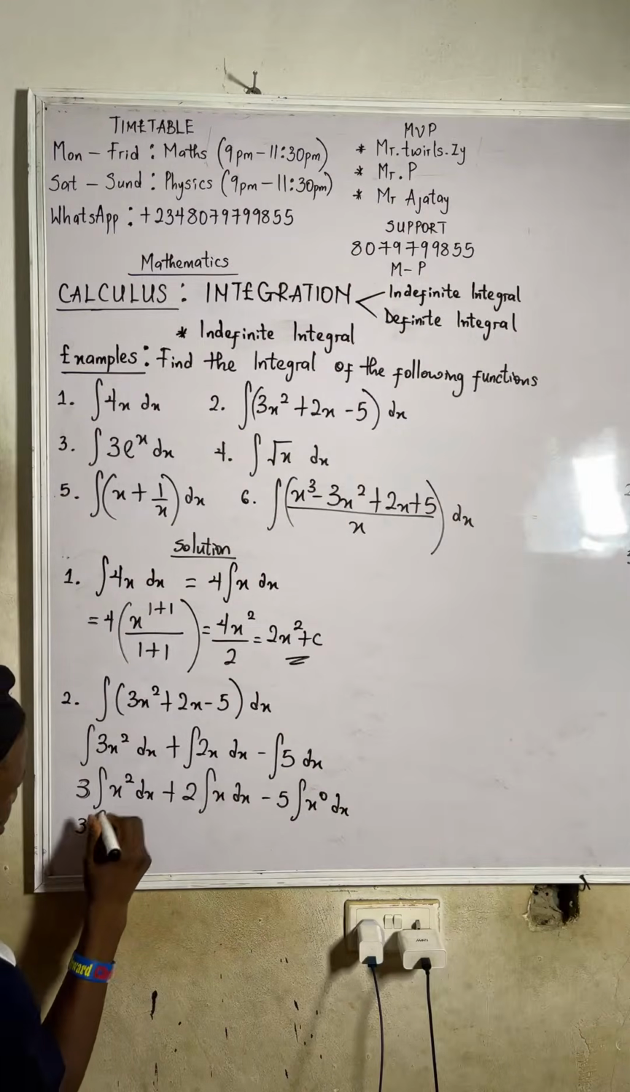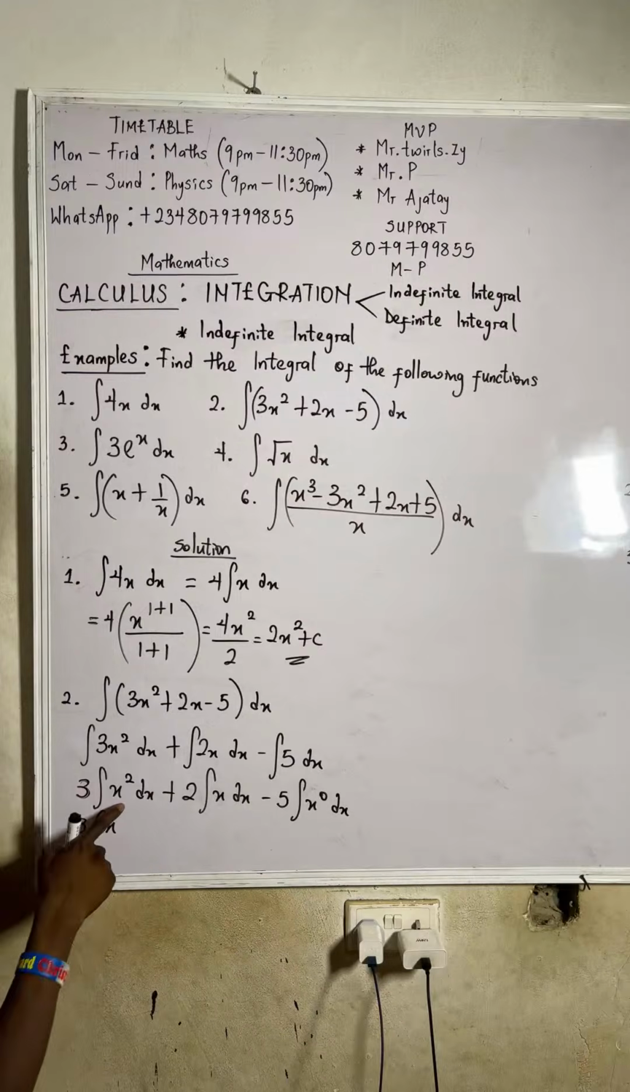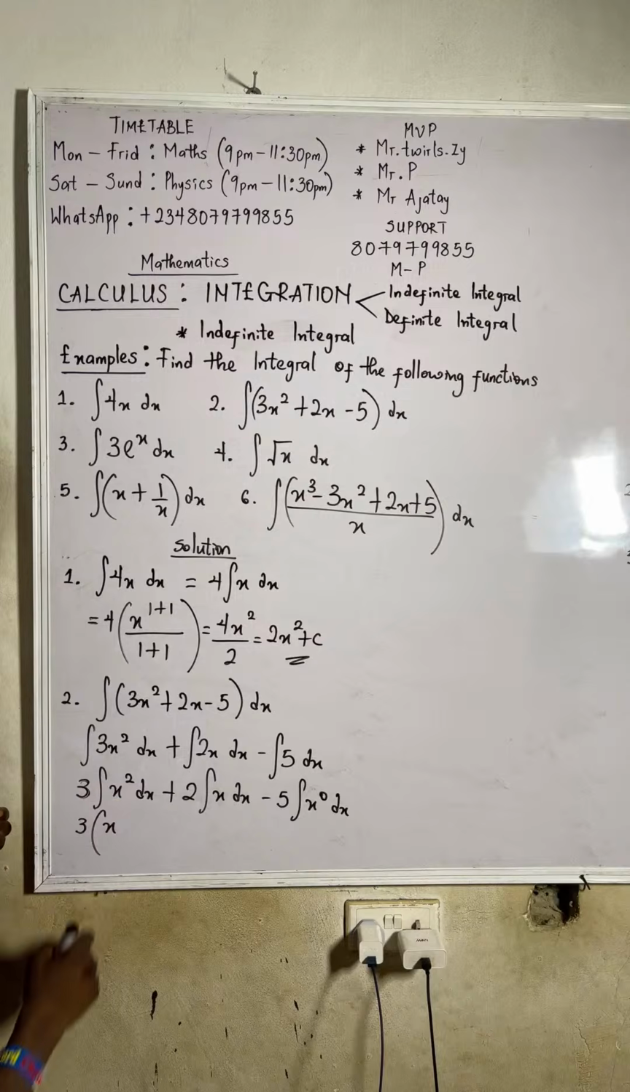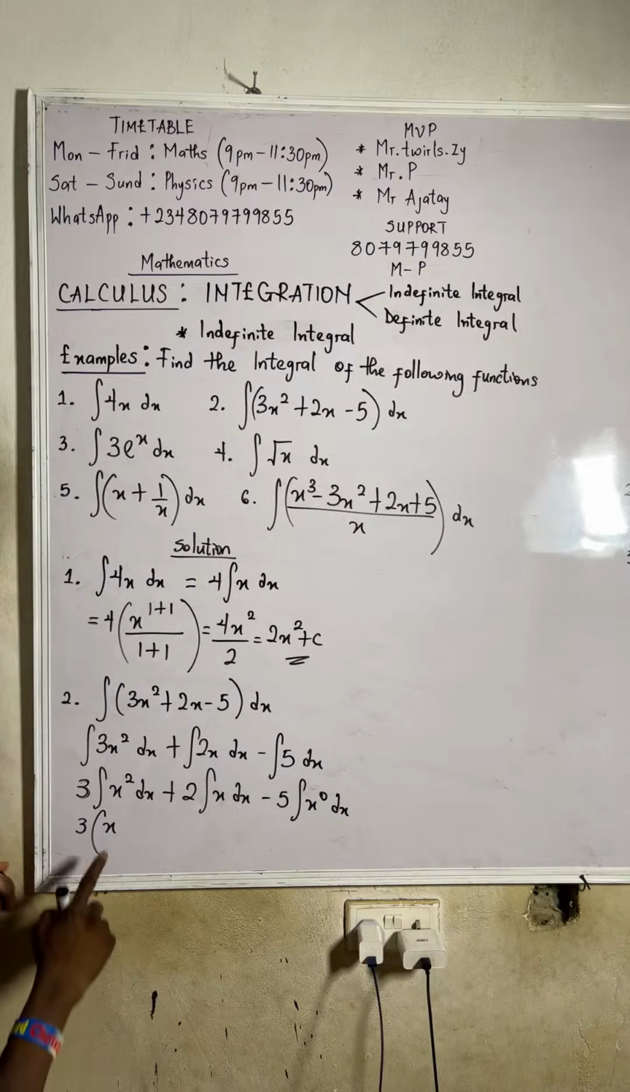So here will now be 3 into brackets x to the power of, what is the power on this x here? What is the power on this x?